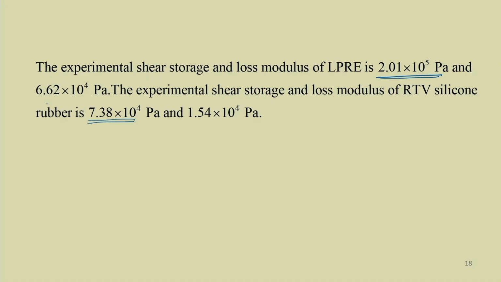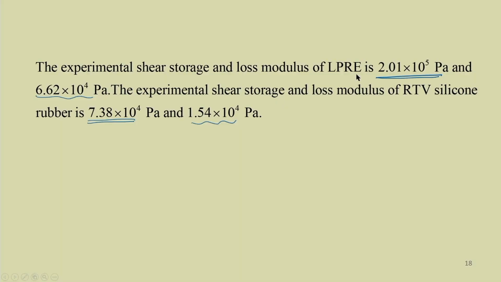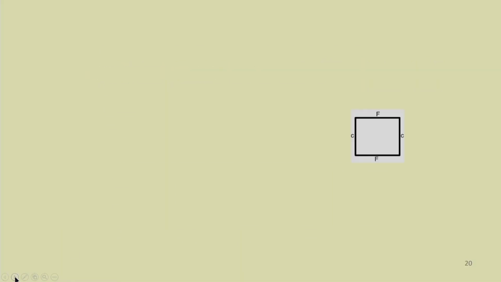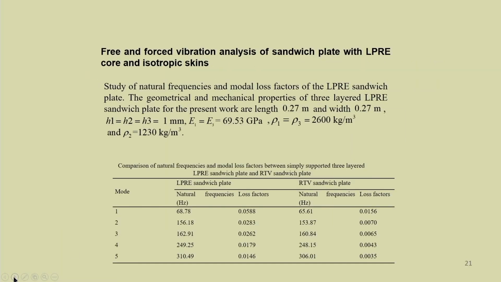Similarly, the damping property can be checked from the loss factor. So, the loss factor is 6.62 into 10 to the power 4 Pascal, but for the active silicon it is 1.54 into 10 to the power 4. So, you just see the loss factor is also increased almost 4 times in this case. So, both the loss factor and the stiffness parameter are increased by using this Leptodenia pyrotechnica elastomer core. We can study those things for different boundary conditions.